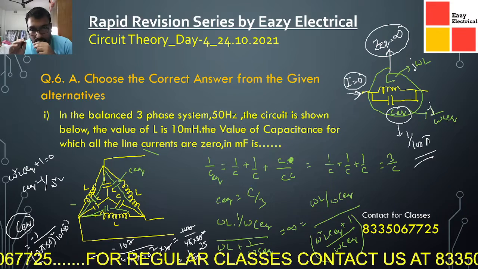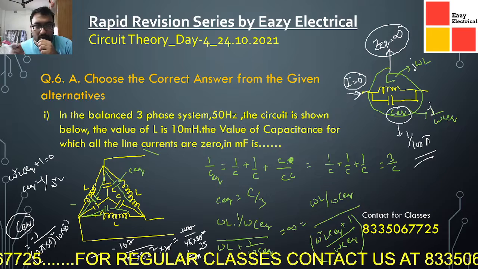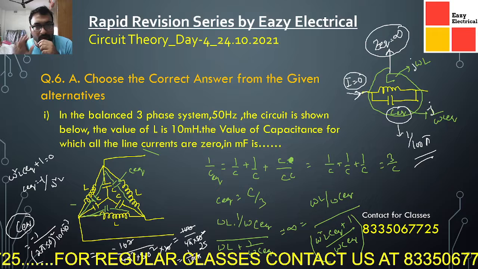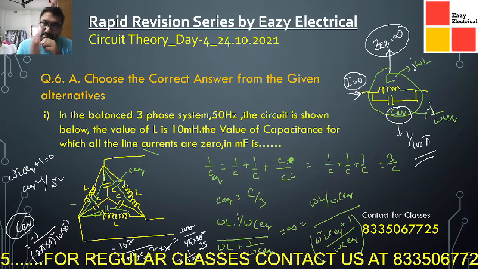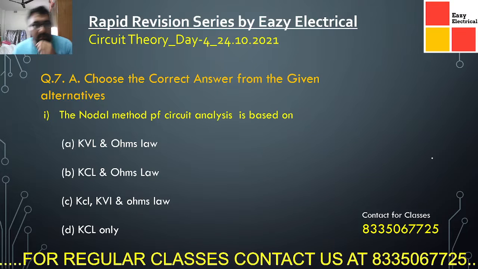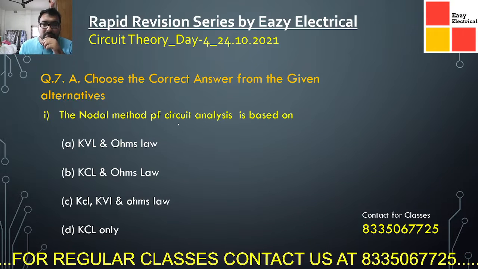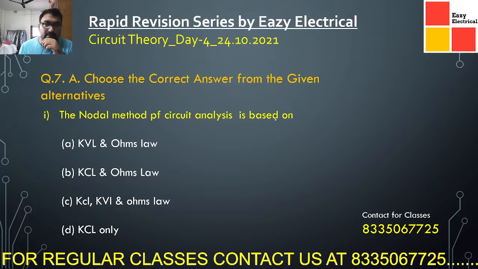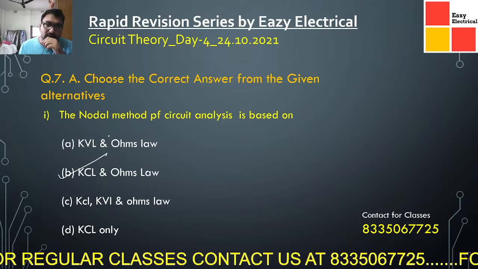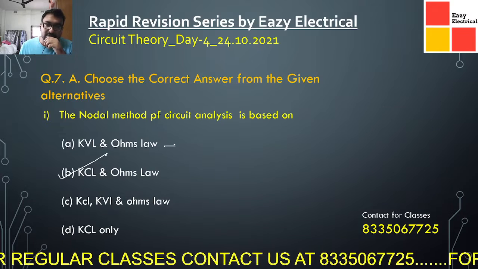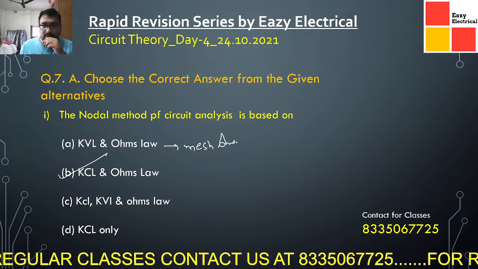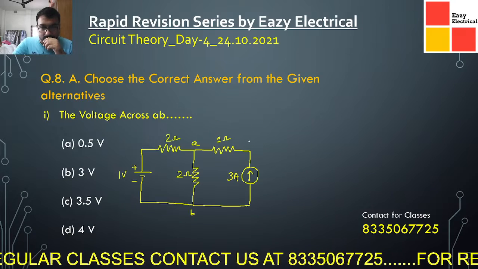Just review whatever I have said from the beginning of the question. A lot of data is there, a lot of information I have given. Just replay the question once again, you will get the clear idea. The nodal method of circuit analysis is based on KCL and Ohm's law, and whenever we are talking about mesh analysis, that is KVL and Ohm's law.